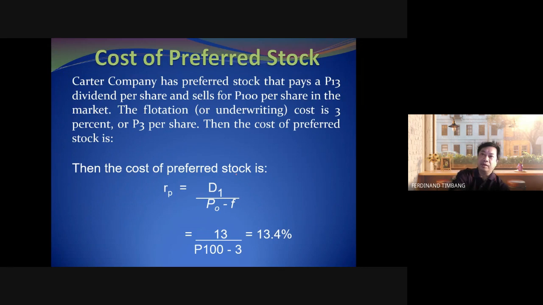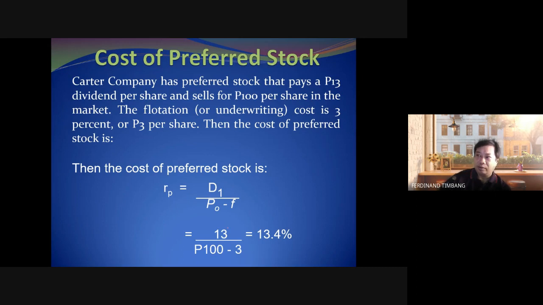Okay. So we have a credit company that has preferred stock that pays 13% dividend per share and sells for 100 pesos per share in the market. So the flotation or underwriting cost is 3% or 3 pesos per share. Then the cost of preferred stock is, no? So this is the formula.